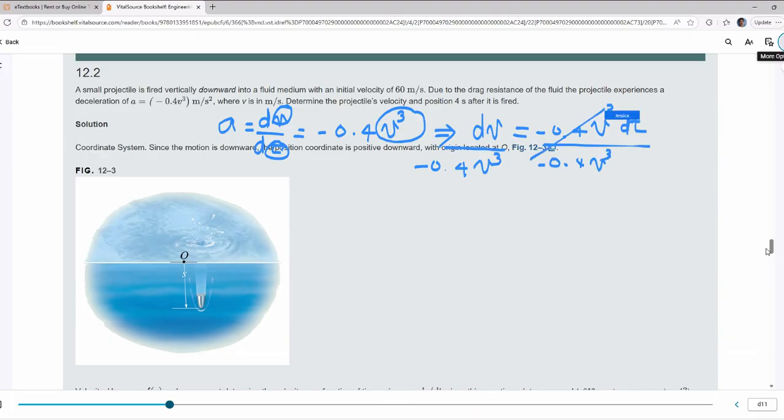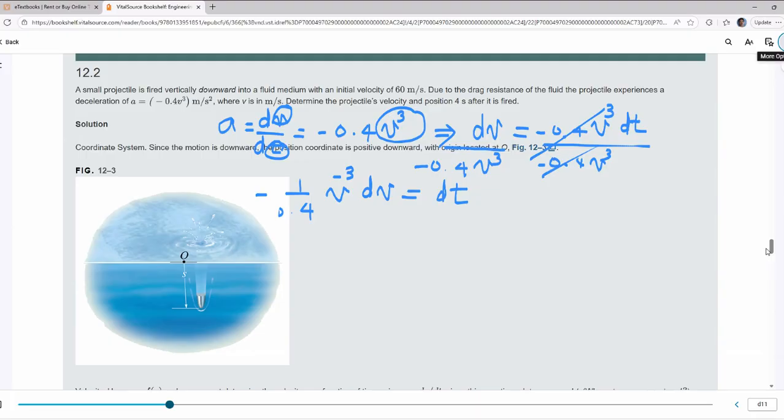And then cancel, cancel. Now the left-hand side, negative 1 over 0.4 times v to the cube is v to the negative 3 and dv. And the right-hand side is dt. Hey, this is it. So you look at the left-hand side, we have only one variable, the velocity variable, whereas on the right-hand side we have the time variable. Then we are now ready to integrate separately, right?